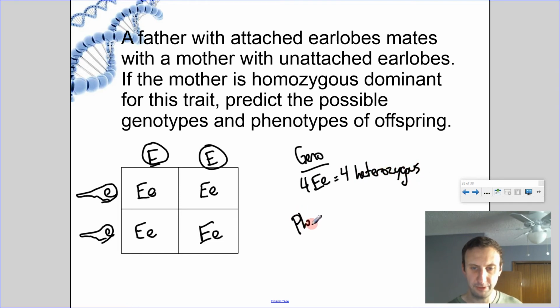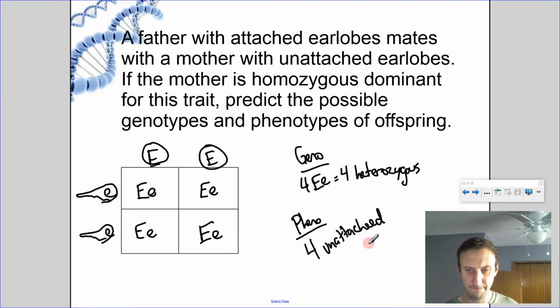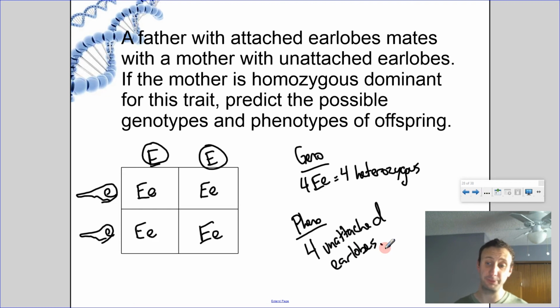So what do we have for phenotypes? Well, that's pretty simple. We've got 4 unattached earlobes. So no matter what, it's going to be unattached for the offspring. So the odds of having a kid with unattached earlobes would be 100% here. Okay?